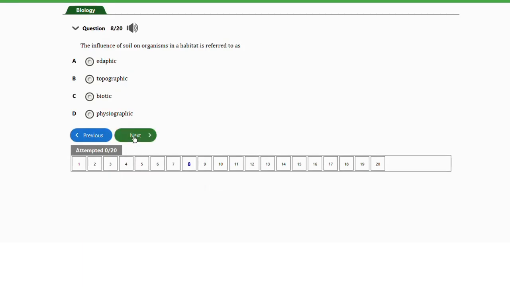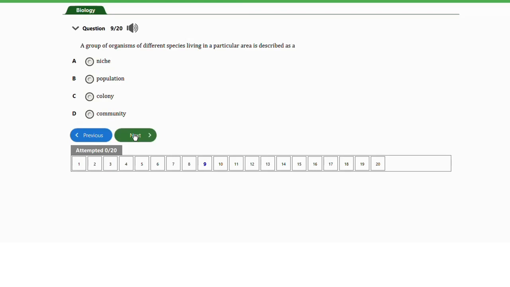So let's look at the next question, and that's question number 8. The question says, the influence of soil on organisms in a habitat is referred to as A, edaphic, B, topographic, C, biotic, and D, physiographic. So guys, the answer to this question is edaphic. The edaphic factors are those that have to do with the influence of soil on the organisms in the habitat. So guys, the answer to this question is option A.